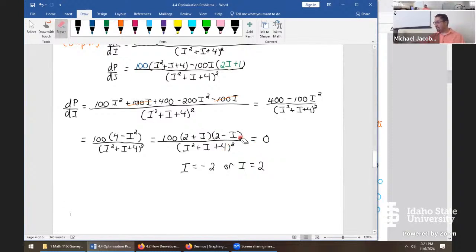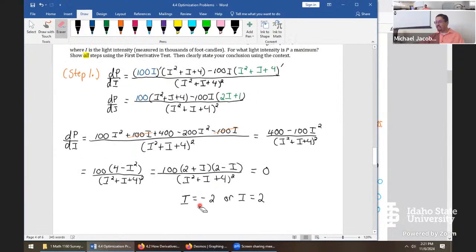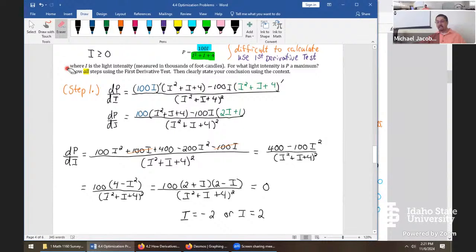But there's more to this story. There's actually only one critical number. If you feel like the negative is suspicious, then you're on the right track. You have to remember I is the light intensity in the problem, which means there's no actual meaning for negative light intensity in this situation. In other words, I is a positive quantity. So we eliminate this one.